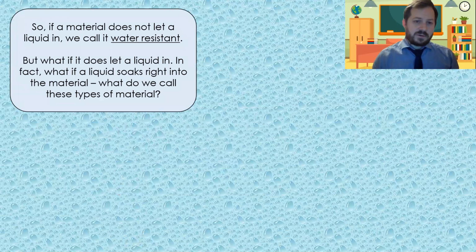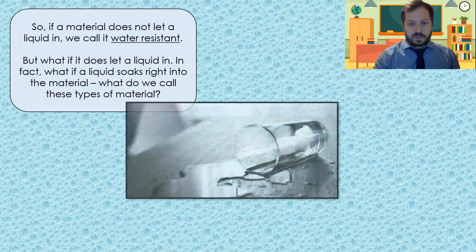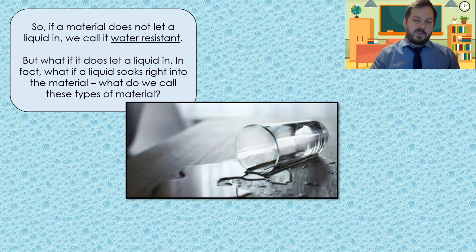So if a material does not let the liquid in or through and keeps it out, it's called water resistant or non-porous. But what if it does let a liquid in? In fact, what if the liquid soaks right into the material? What do we call those types of material? And you've all done this. So imagine this scenario, you have your drink on the side and you accidentally knock it over and water goes everywhere.